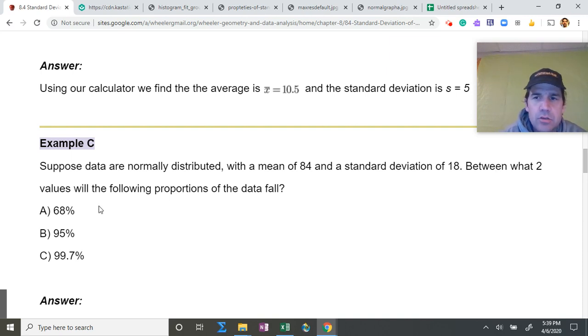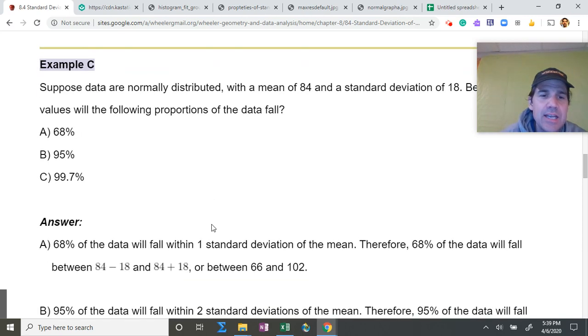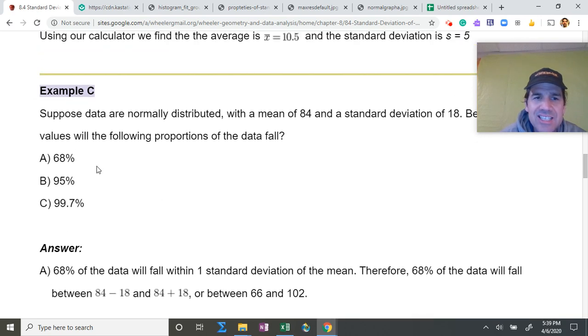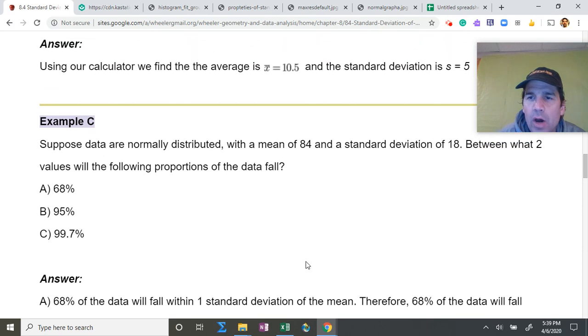Now, supposing that data is normally distributed, the mean is 84 and the standard deviation is 18. Between what two values will the following proportions fall? 68% would be one standard deviation above and below. So you take 84 and add 18, and also take 84 and subtract 18. When you do that, 68% of the data will fall between 66 and 102.